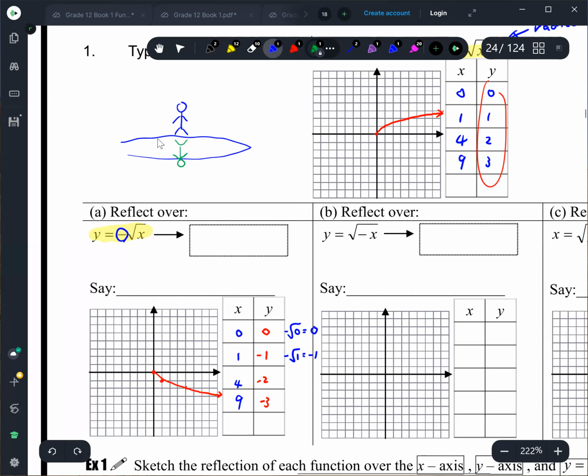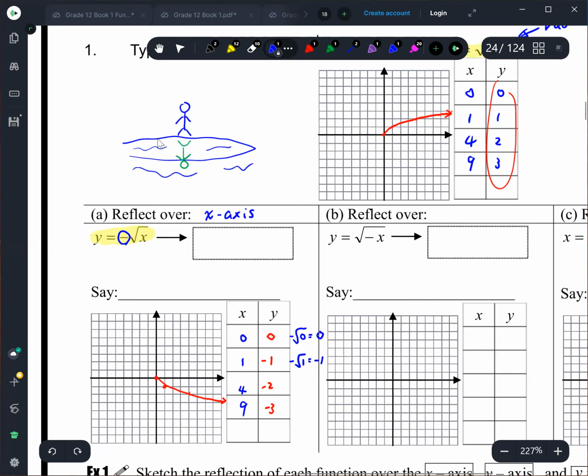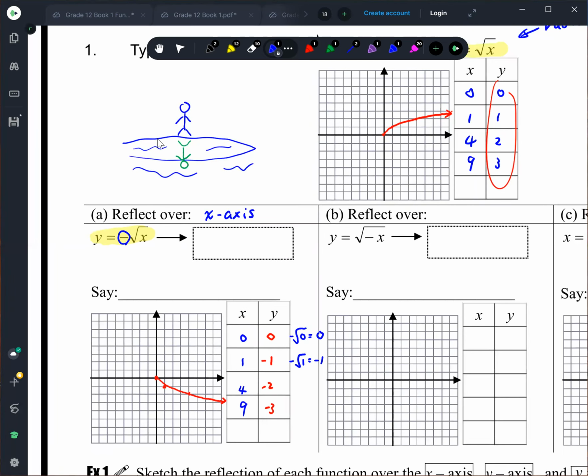This part is the lake. Well, I messed up the color. This part is the lake. So that's a reflection. So you flip over to the bottom. So if there's a reflection like this, we'll say reflect over the x-axis. Please fill that in, because the reflection line is the horizontal line. The x-axis is the middle between the original and the reflection image.